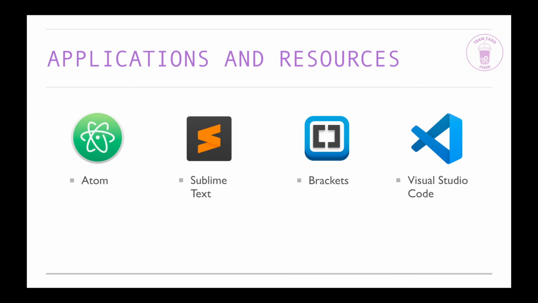Some applications and resources that you can use to help you get started on the front end and back end of your website are Atom, Sublime Text, Brackets, and Visual Studio Code. These are all code editors that you can download, usually for Mac and Windows. You can look into each one, whichever is most comfortable for you. These are the most popularly used ones. Personally, I use Brackets because I find the interface very nice. I used to use Sublime Text and Atom, but I got a new computer and just downloaded Brackets.